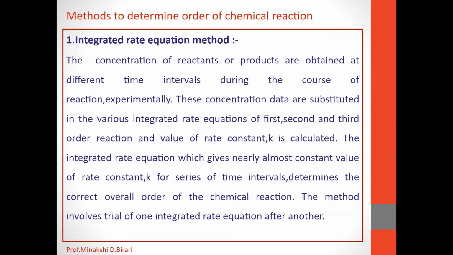As this method involves the trial of different equations, it is usually called the hit and trial method. The method involves trial of one integrated rate equation after another. But this method has certain limitations. So what are the limitations of the integrated rate equation method?